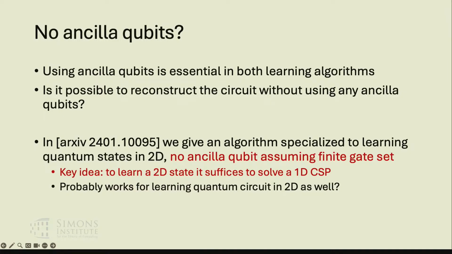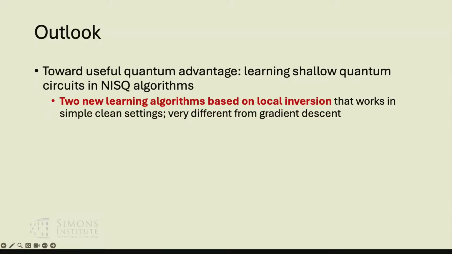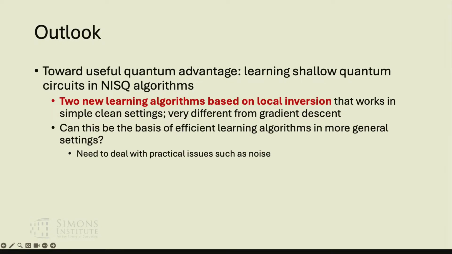Let me conclude the entire talk by giving some brief outlook towards useful quantum advantage, learning shallow quantum circuits in NISQ algorithms. What we have presented is two new learning algorithms based on local inversion that work in simple, clean settings. They are very different from gradient descent, which is what people do in practice. The exciting direction is, can this be the basis of efficient learning algorithms in more general settings that solve interesting problems in NISQ? For this, we really need to deal with a lot more practical issues, such as noise. So this talk is hopefully the beginning of things. Thanks.